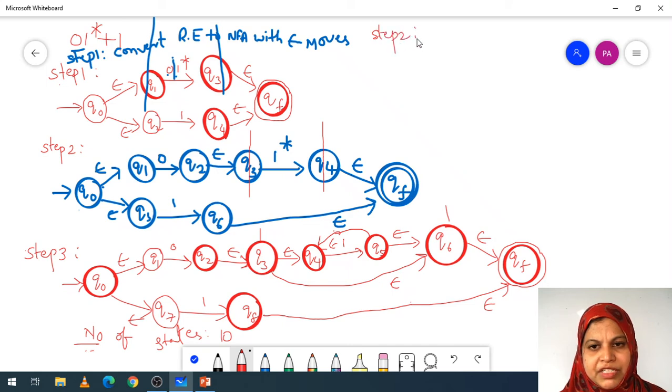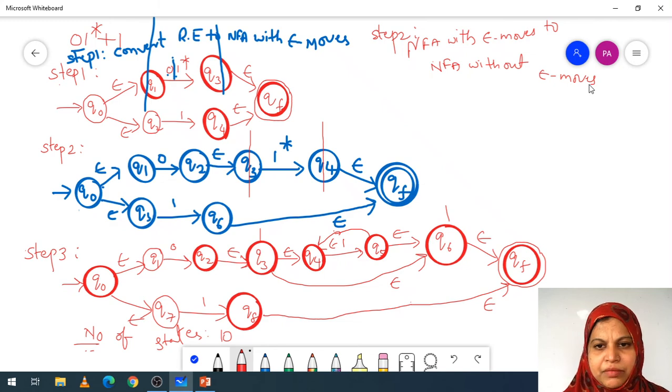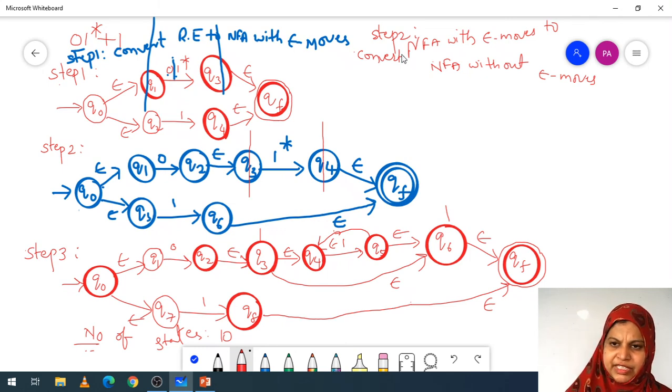Step 2. What is my step 2? Convert NFA with epsilon moves to NFA without epsilon moves. Right? This is my step 2. Convert NFA with epsilon moves to NFA without epsilon moves.